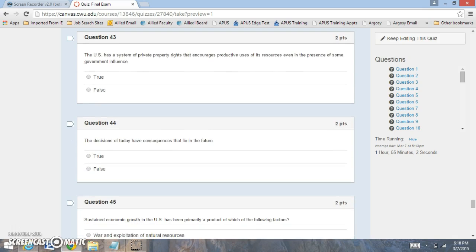Question 43 looks at property rights. And if there's no enforcement of property rights, you'll notice that that is going to create a lot of challenges for an economy to be able to grow. So the existence of property rights is very important.